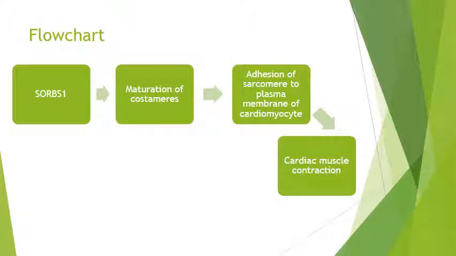So to summarize our findings, this is a flow chart of what we have done. To analyze the clinical sample of our Excel file, we targeted the substrate protein, and from the substrate protein, we show the association of the maturation of costameres with this protein. This maturation of costameres results in the adhesion of sarcomere to the plasma membrane of your heart muscle cells, which is important because the sarcomere leads to cardiac muscle contraction. So this first pathway is a conventional function of the substrate protein.